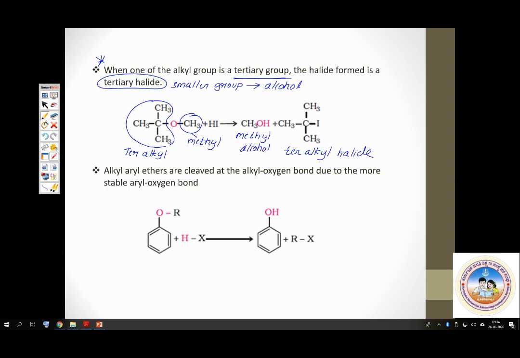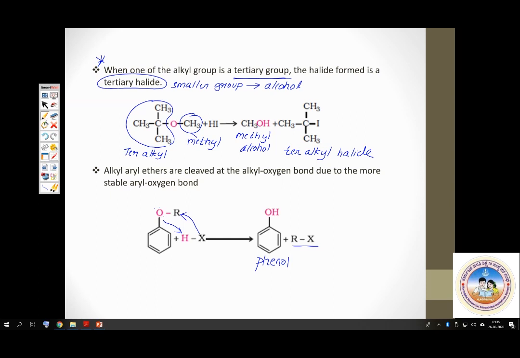Similarly, aromatic ethers can also be cleaved. Aromatic ethers are cleaved in such a way that the lone pair on oxygen takes up H and forms phenol. This is always the product, no other product at all. And the halide attacks R, and you get RX, a haloalkane. So if you cleave aromatic ethers with HI, you end up getting phenol. Please copy it down. Next slide.